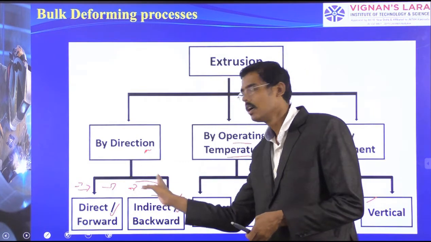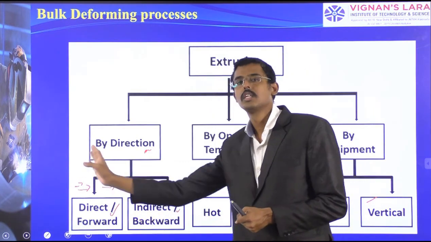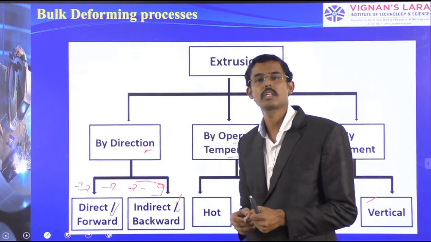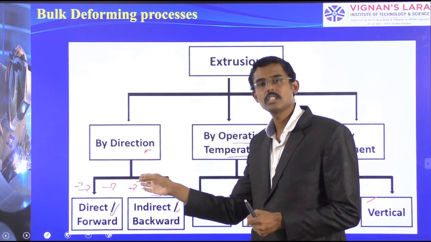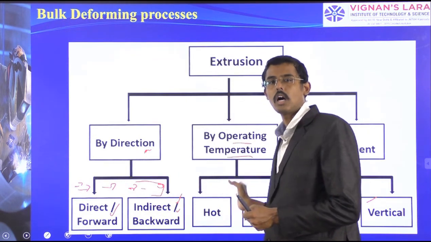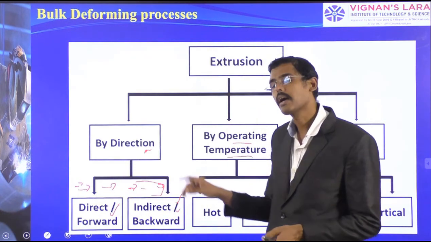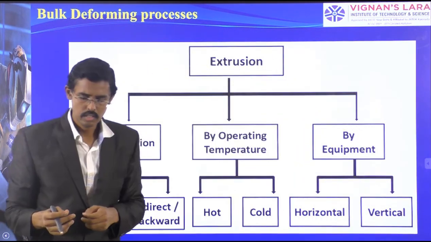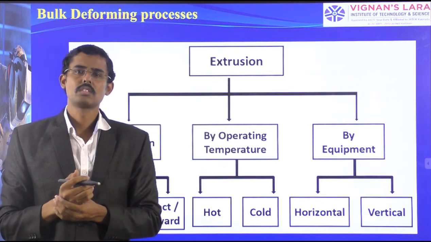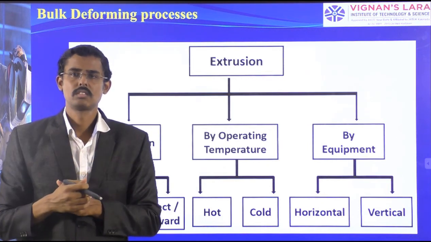When the force is applied in the same direction as the product comes out, it is called forward extrusion. What is the force applied? When the product comes out opposite to that, we call it backward extrusion. One by one we will look over. The remaining part of the subject we'll see in the next class. Thank you.